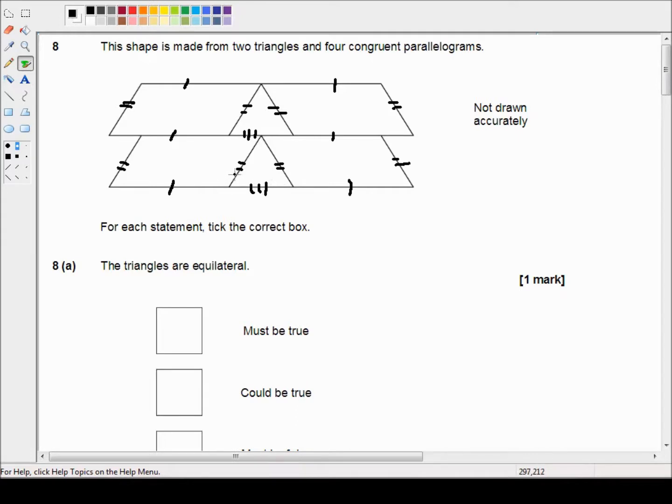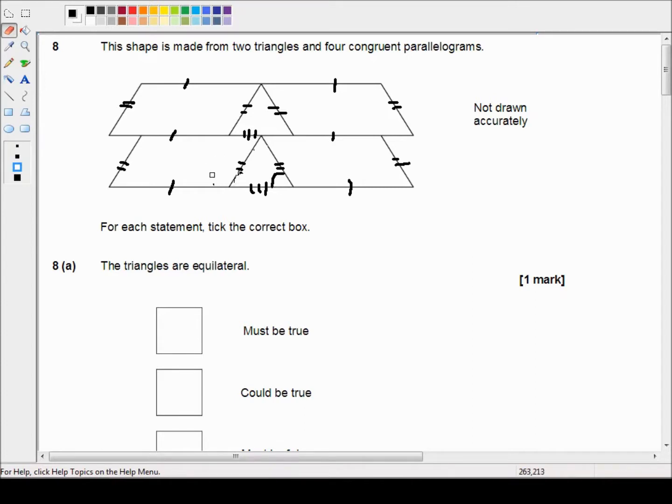If we were told that this angle was 120 degrees, then this angle must be 60 degrees. And because it's an isosceles triangle, this angle must also be 60, and therefore this angle would be 60. And then we'd know that it was an equilateral, but we're not told that, so we don't know this.